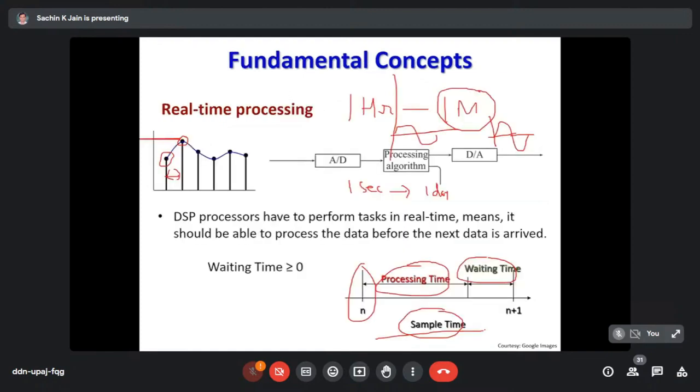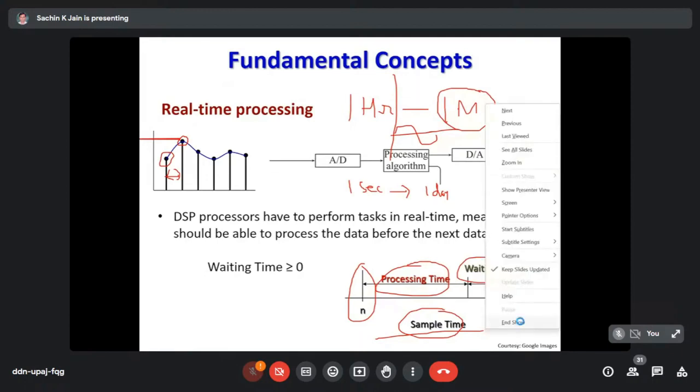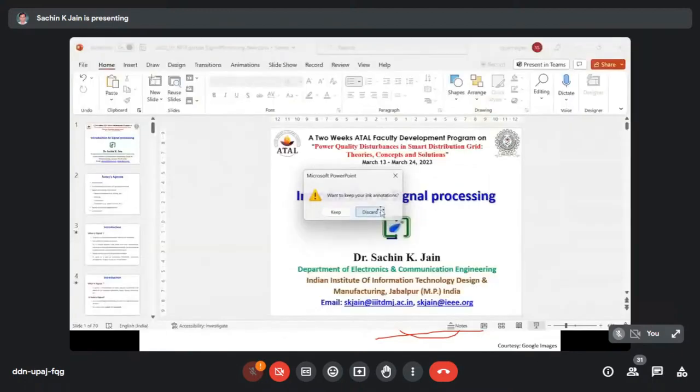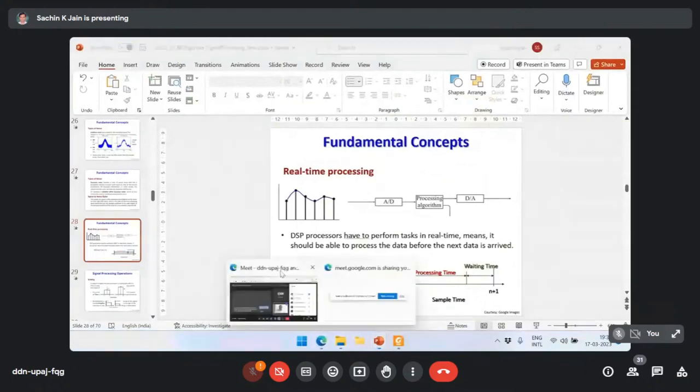So we have completed a discussion about fundamental concepts. So any queries up to this point by anyone? Any questions, please?